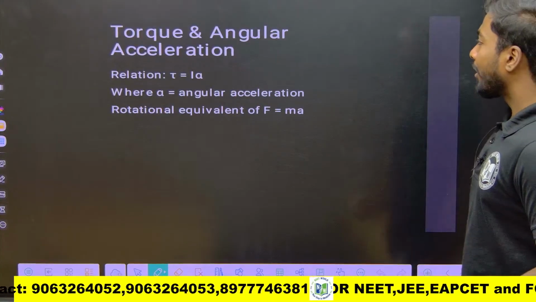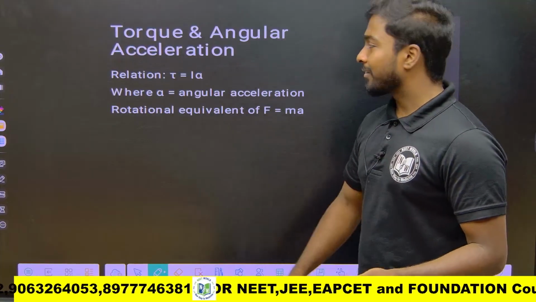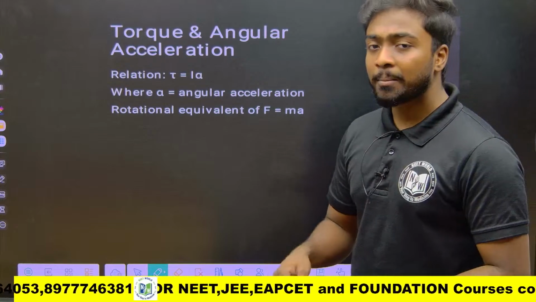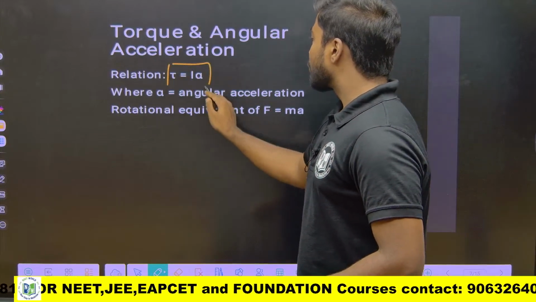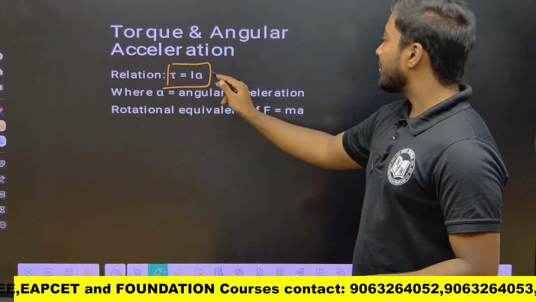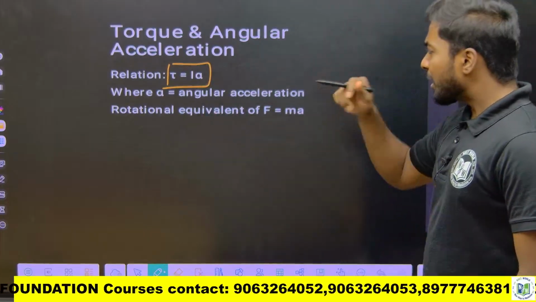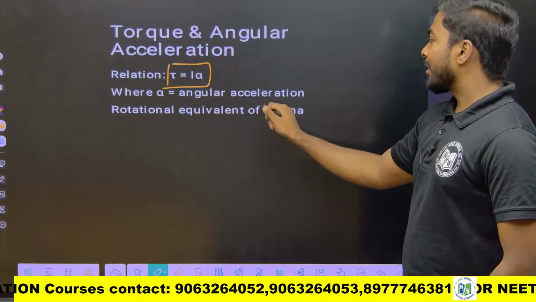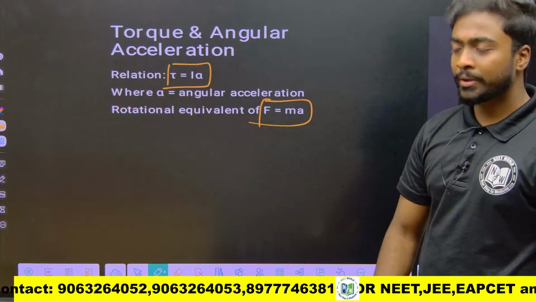Next, torque and angular acceleration. What is the relation between torque and angular acceleration, and how does the moment of inertia come into this? See, torque is equal to moment of inertia times alpha, where alpha is the angular acceleration and I is the moment of inertia. This is the rotational equivalent of F equals ma.